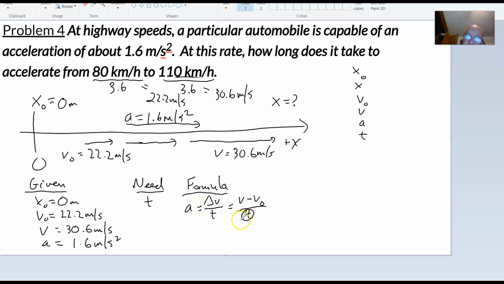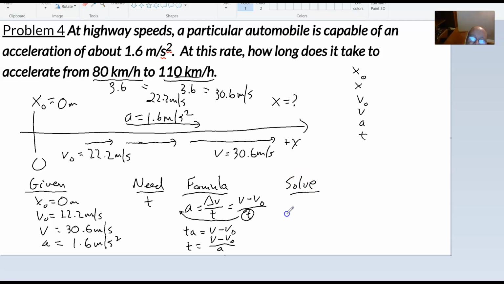So if I want to get t by itself, I'm going to have to first multiply both sides of the equation by t, and that'll give me ta equals v minus v0, and then I'm going to divide both sides of the equation by a, and that's going to give me t equals v minus v0 over a. Now, the quicker you can learn how to do all of this in your head, the less steps you'll have to write out. But as long as you need to, certainly write out all of those intermediate steps. And then now we've got a formula we can just plug our values into.